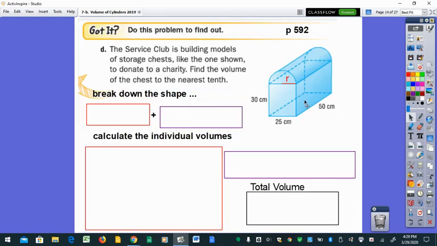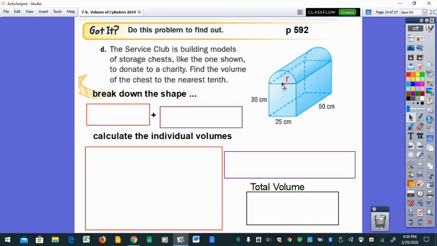So this one kind of reminds me of a mailbox in a way. And if you'll notice, we've got two shapes. The bottom shape, again, is a rectangular prism. It's not a cube this time. It's 30 centimeters high, 25 centimeters wide, and 50 centimeters long. So we're going to have to find the volume of that. Now on the top of it is a cylinder cut in half.